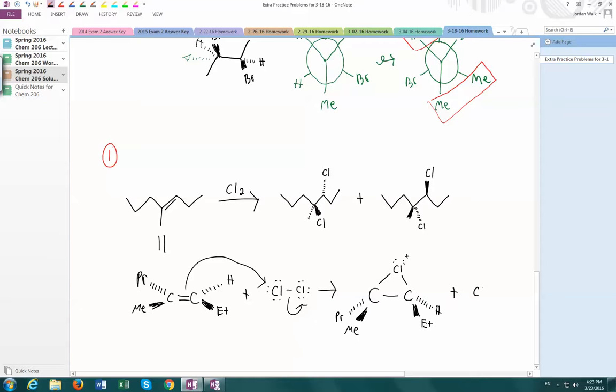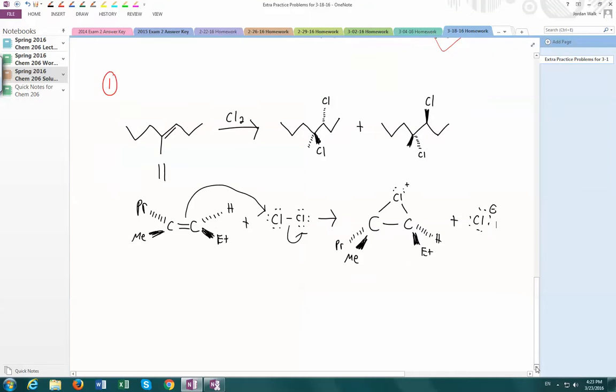All right, so we still got some Cl- in there. And so, when our new Cl- comes in, we've got to think 2 things. We've got to think regioselectivity and stereoselectivity. So, first off, regioselectivity. Is it going to attack the carbon on the left or the carbon on the right? Which of those carbons would be a more stable carbocation? Left. And so that's the easiest way to remember that.